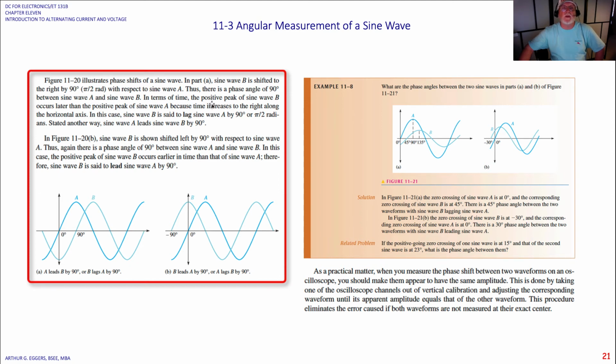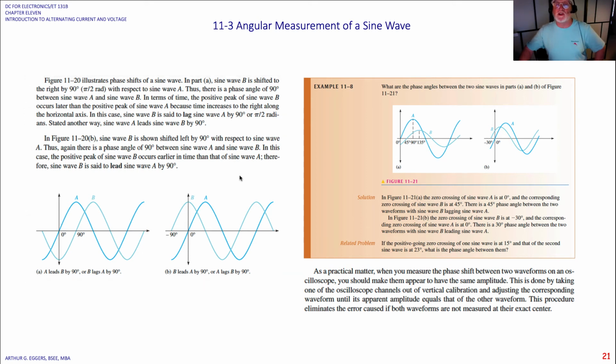In terms of time, the positive peak of sine wave B occurs later than the positive peak of sine wave A because time increases to the right along the horizontal axis. So in this case, sine wave B is said to lag sine wave A by 90 degrees or pi over 2 radians. Stated another way, sine wave A leads sine wave B by 90 degrees. Just try to get this down as a concept. Again, you're going to use it later when you get into AC circuits, your 132 class.